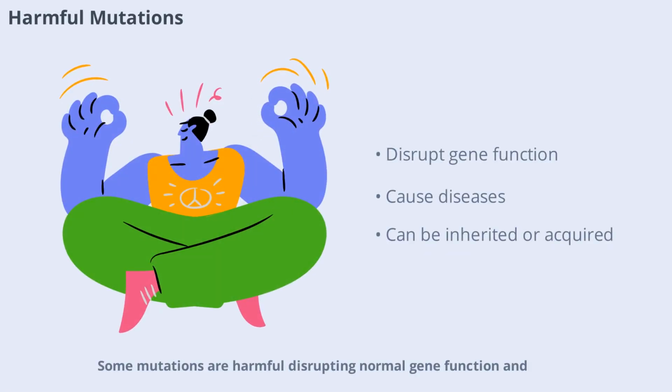Other mutations are harmful, disrupting normal gene function and leading to diseases or developmental problems. These mutations can be inherited or acquired and may result in conditions like cystic fibrosis, muscular dystrophy, or certain cancers. Understanding harmful mutations is essential for developing treatments and preventive strategies.